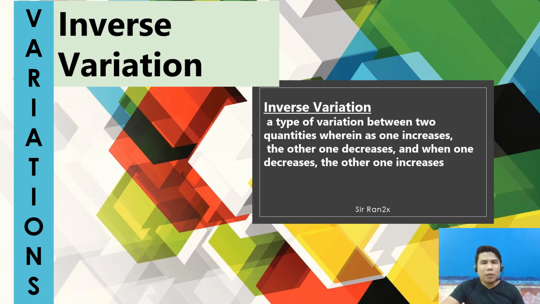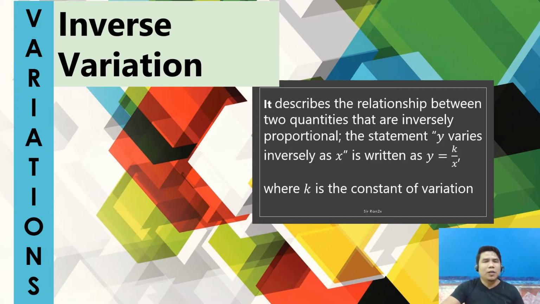So what is inverse variation? Inverse variation is a type of variation between two quantities wherein as one increases, the other one decreases. And when one decreases, the other one increases. Inverse variation also describes the relationship between two quantities that are inversely proportional. The statement y varies inversely as x is written or translated as y is equal to k over x, where k is the constant of variation. Again, k is the constant of variation.